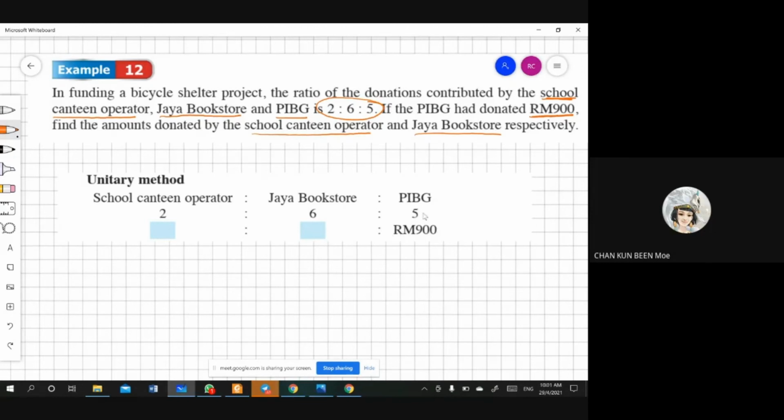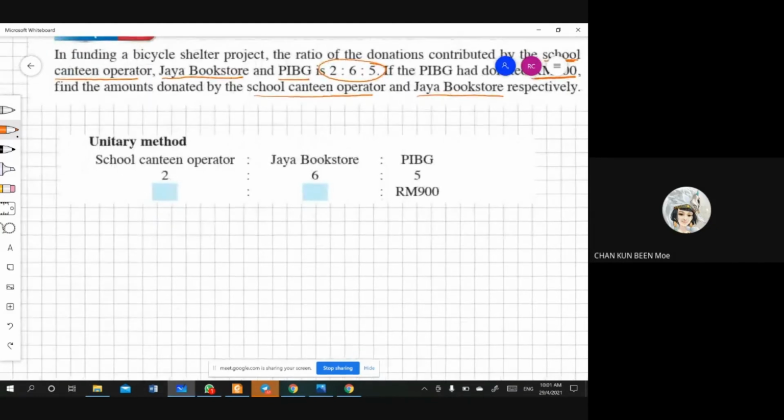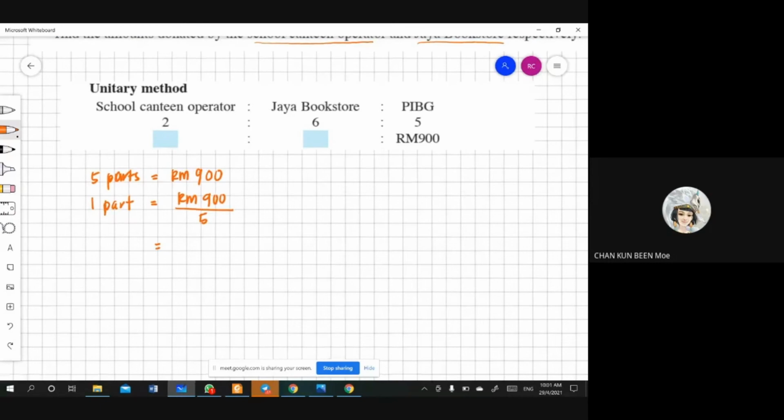So PIBG is complete with the ratio given and also the amount of donation. Okay, so we are going to write down 5 parts. Represent how much? 5 parts equal to RM900. So if you want to find 1 part, how to find 1 part, class? Divided by 5. It is 900 divided by 5. You divide by 5 and then we are going to get the answer as RM. How much? Yes, 180.